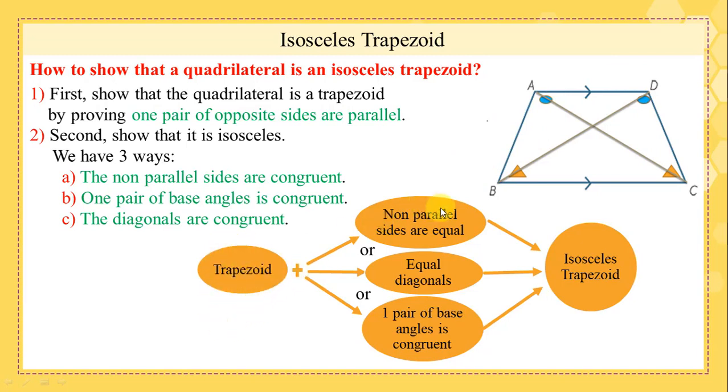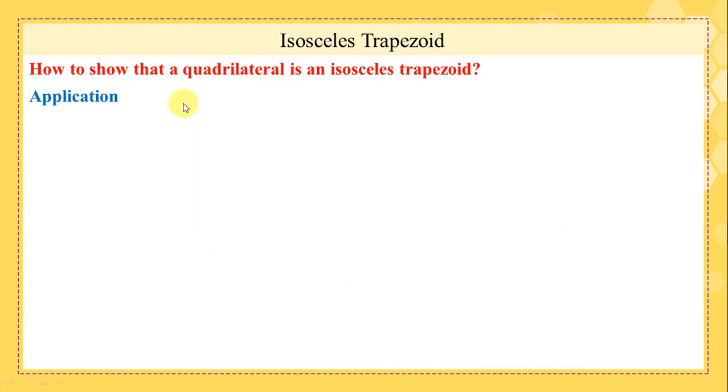So, a trapezoid plus non-parallel sides are equal, what do we get? Isosceles trapezoid. Or, a trapezoid plus equal diagonals gives us an isosceles trapezoid. Or, a trapezoid plus one pair of base angles congruent, we get an isosceles trapezoid. So to show that a quadrilateral is an isosceles trapezoid, we have 3 ways. Application.